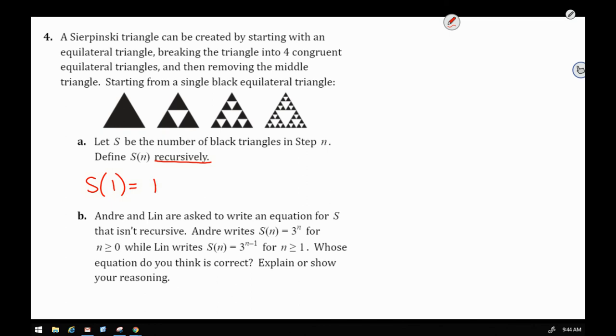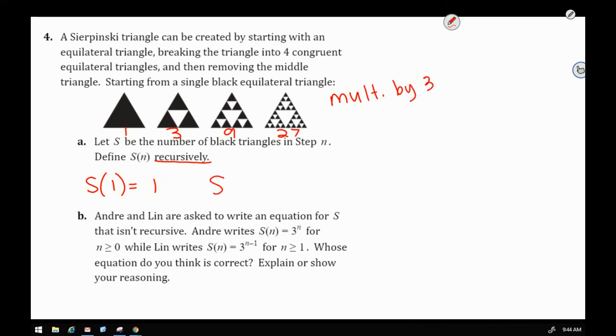Okay, and then what's happening between each one? How many black triangles do I have here? 3. So here I have 1, here I have 3. How many black triangles do I have here? And then 9, and then 27, right? So what's the pattern? It's multiplying by 3.